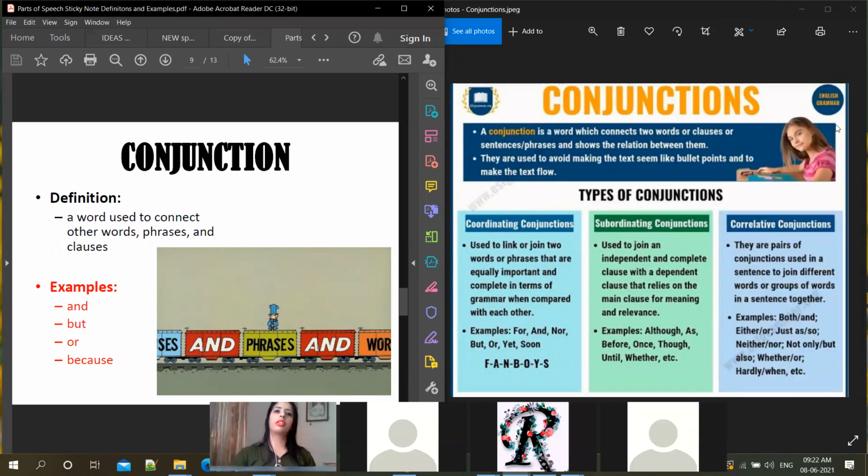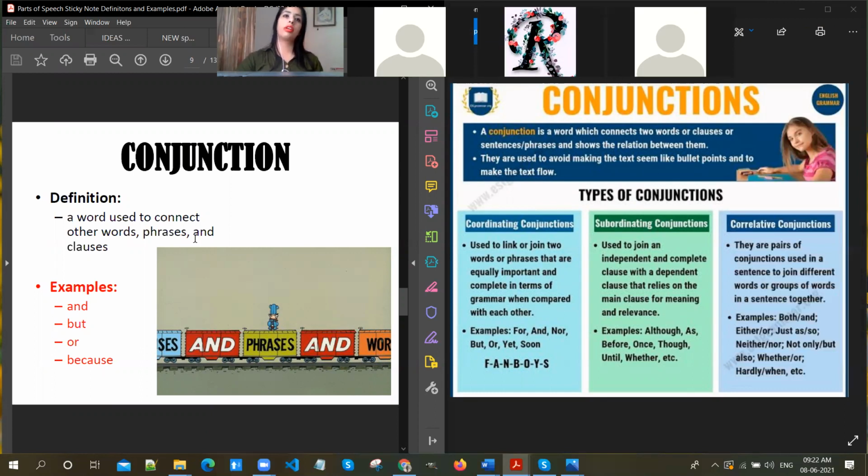Yes. So conjunctions are the words that are used to connect phrases, other words or other clauses. Clauses means simply the two sentences, right? Two independent sentences that you join are known as conjunctions. Now conjunctions also have different types, right? Why I'm telling you this is because you need to make sentences by using these conjunctions. For example, conjunctions are and, but, or, because.